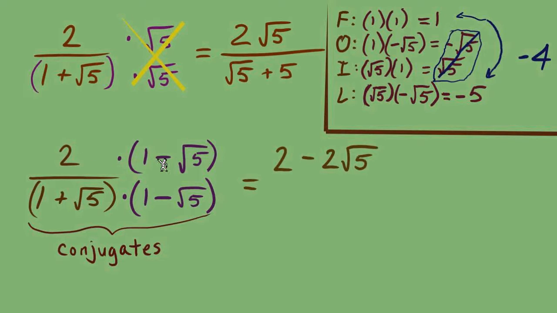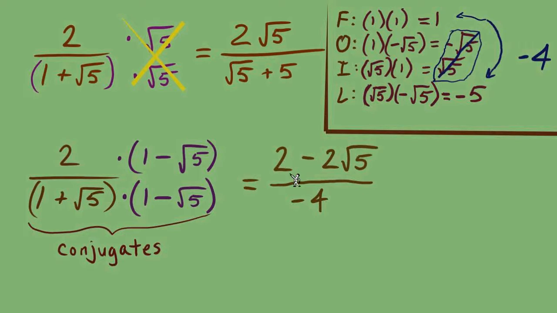2 times 1 is the 2, and 2 times this minus radical 5 is minus 2 radical 5. The denominator, here are our steps from the FOIL. It's negative 4. But still think about, before we say this problem is finished, can we do any more simplifying? Can we divide evenly from all of our terms that we have here?